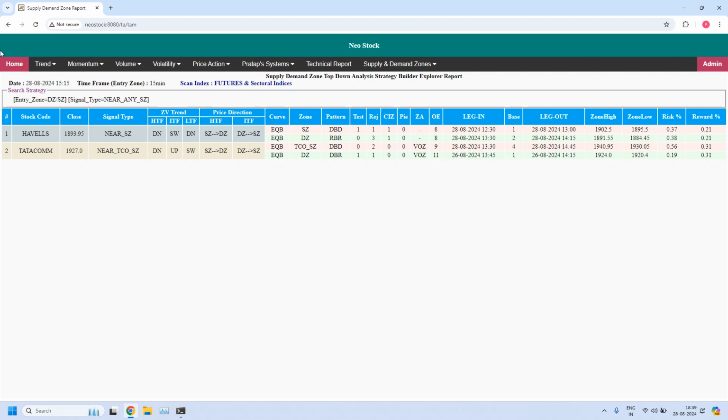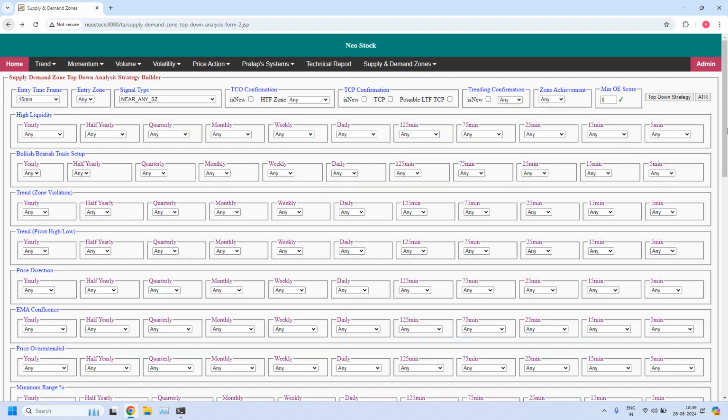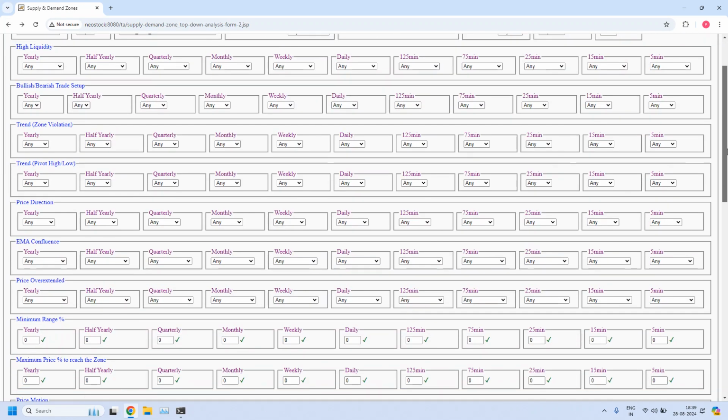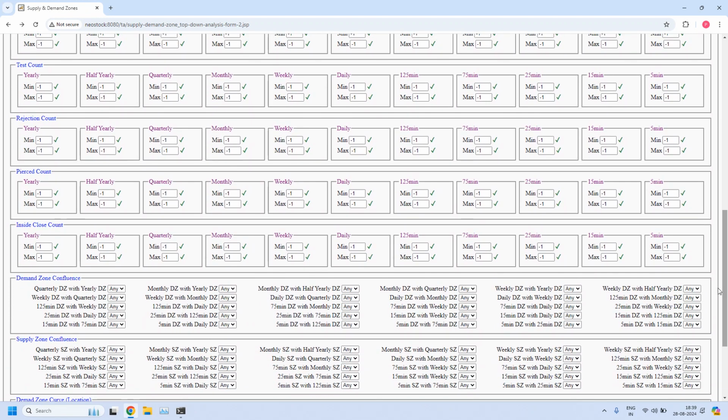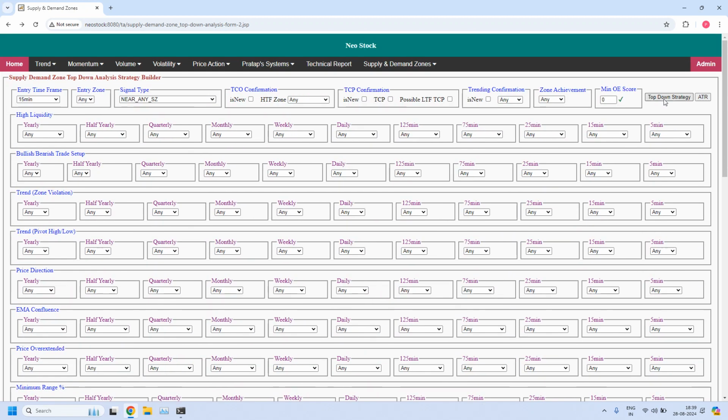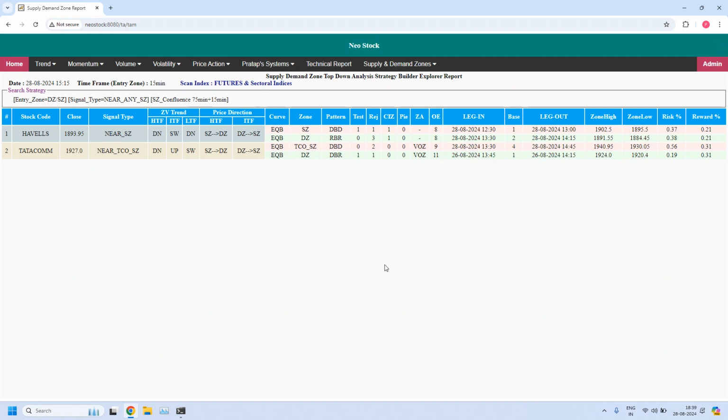But let's verify whether any of these zones are having ITF confluence, that is supply zone confluence, 15 minutes and 75 minutes supply zone. I am enabling the filter. Both the stocks are having 15 minute zone confluence, both the supply zones. 15 minute zones are having confluence with 75 minute zone.